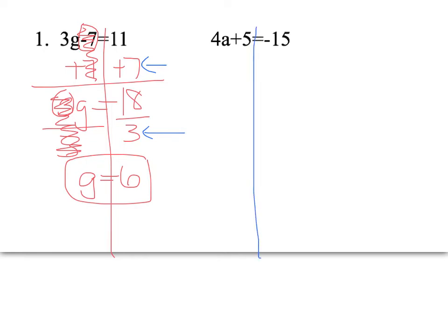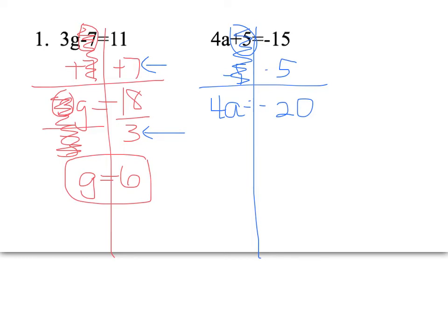Alright, second example, draw a line down your equal sign. Again, you move addition and subtraction first. So I'm going to move this plus 5 by subtracting 5. 5 minus 5 is 0. So we'll have a 4a equals negative 20, because negative 15 minus 5 is negative 20.